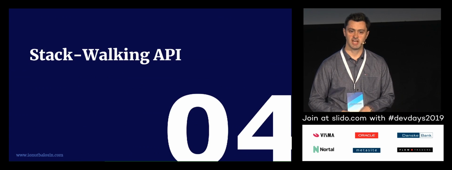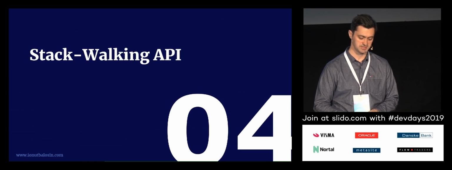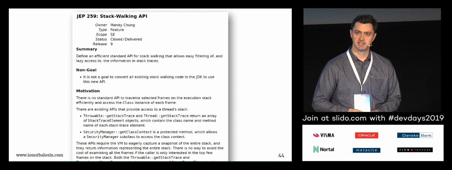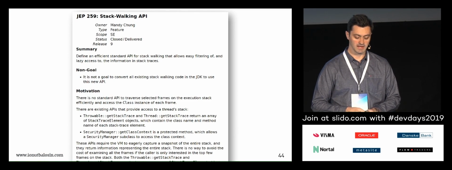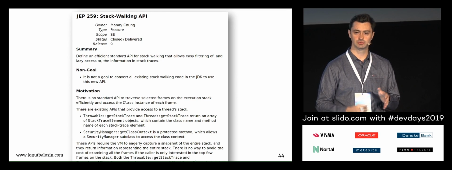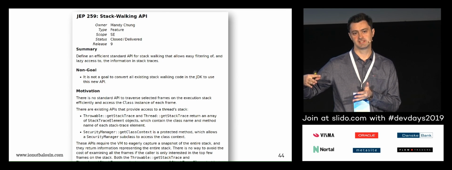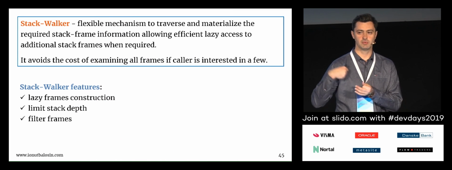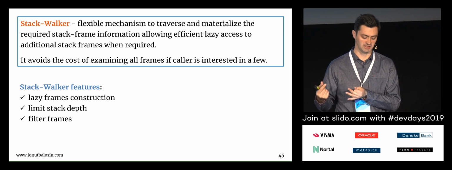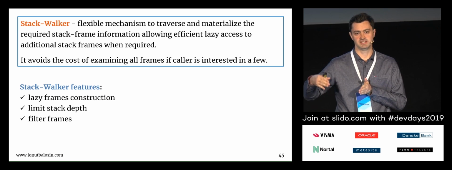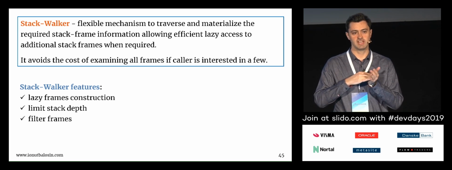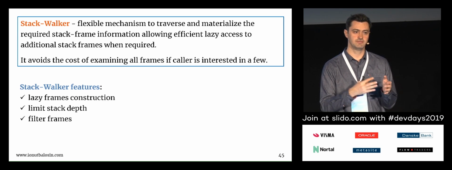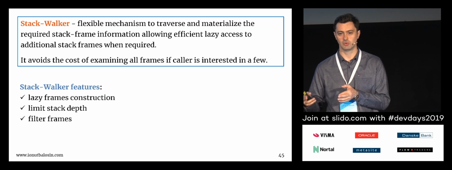Stack Walking API. This is quite an interesting API. It's part of JEP 259. It's a way to traverse the stack frames in a lazy way, which means you request a frame only when you need it. You can limit the stack depth, so you don't have to traverse all of them, and you can filter the frames. So it's very stream oriented.